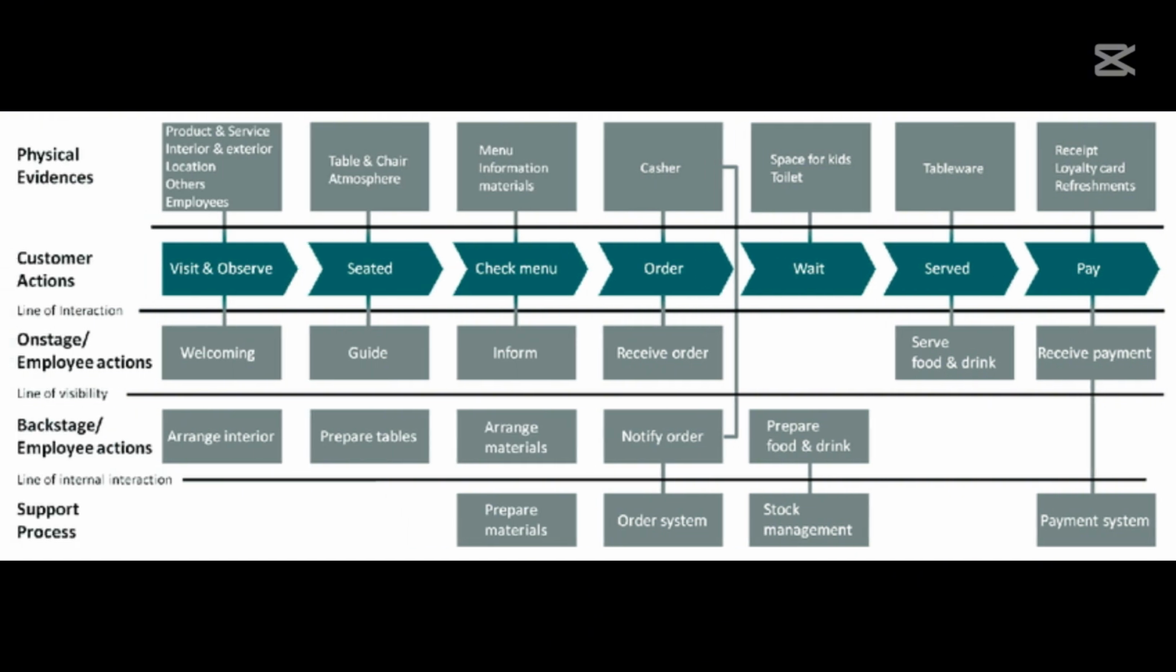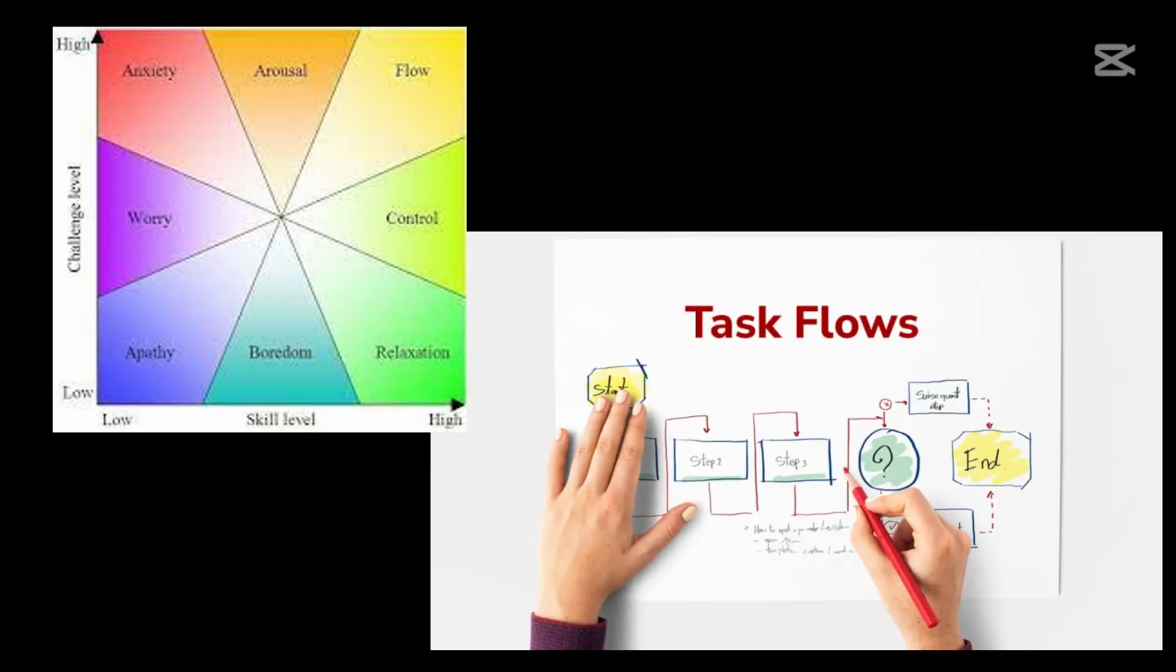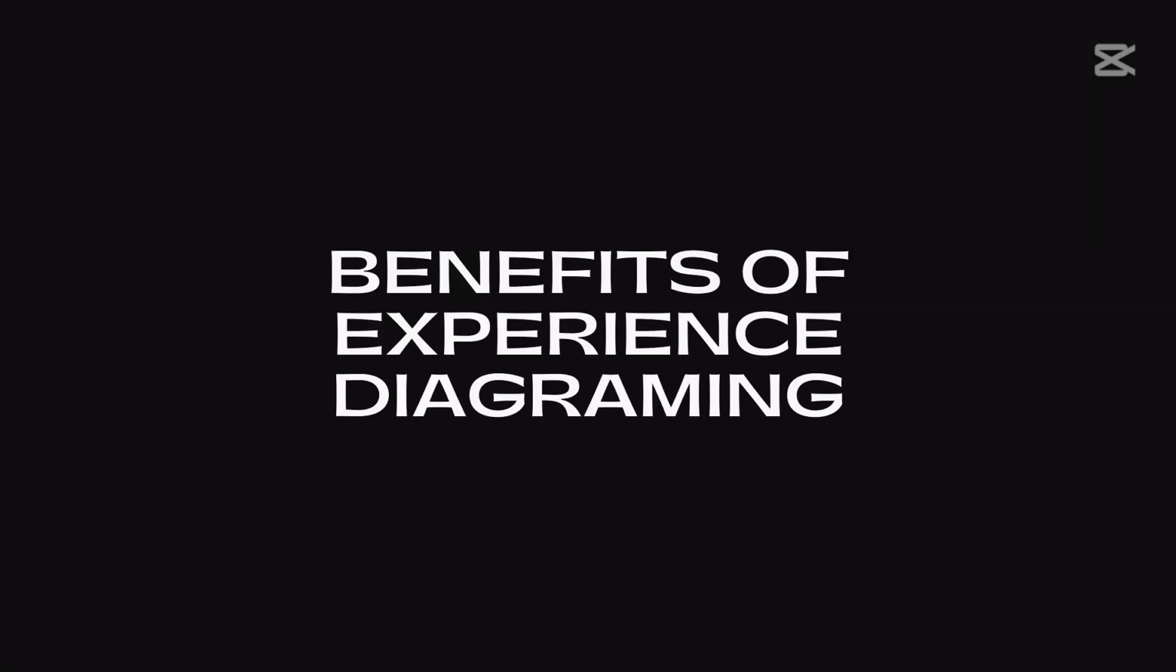3. Service blueprint combines the front stage, user experience, and backstage. What happens behind the scenes? Systems, staff, processes. This is great for services involving multiple roles or platforms. 4. Experience flow, or task flow, a step-by-step flow chart showing how a user completes a task inside a system or product.